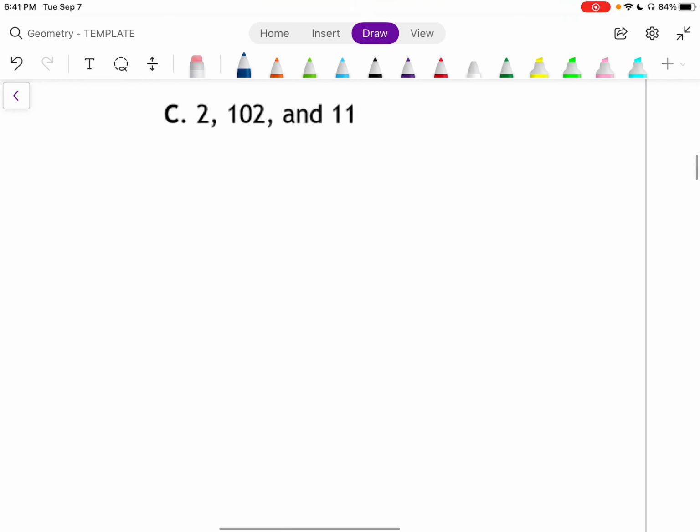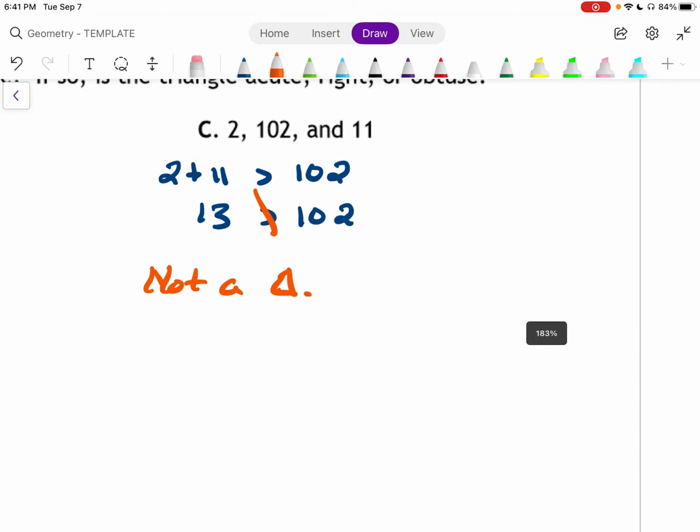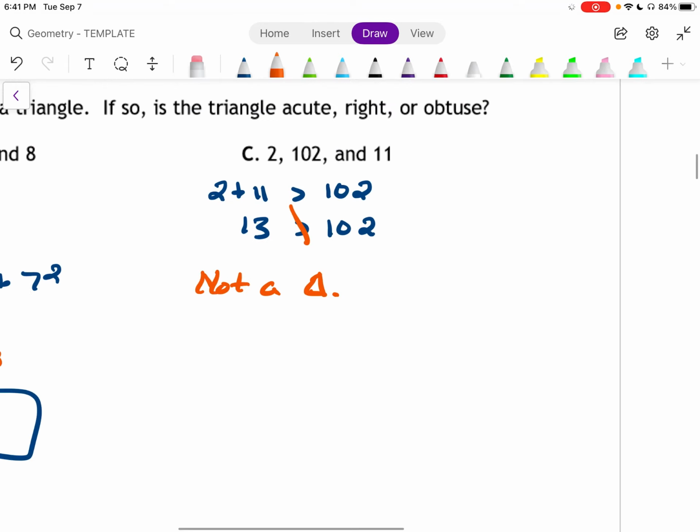All right, part C. Again, we need to check whether or not this is a triangle at all. So I'm going to say, well, 2 plus 11 is greater than 102. Well, 2 plus 11 is 13, is greater than 102. Well, that's not true. So I'm going to put a slash through that inequality to signify that it's not true. And I'm going to say not a triangle. And we're done. We don't have to continue on because it would be nonsense asking ourselves, is this an acute, right, or obtuse triangle? Because it's not a triangle at all, right?